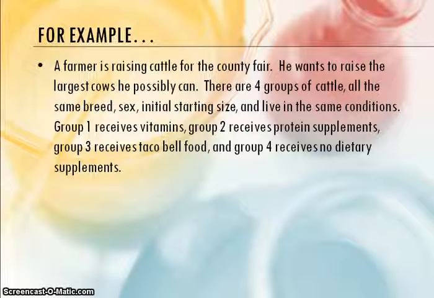Okay. Control group, again, 2 things. It's one of your 4 trials, so it's going to be group 1, 2, 3, or 4, and it's going to represent our situation normal, which would be group 4. They don't receive any dietary supplements. Normally cows don't get Taco Bell.